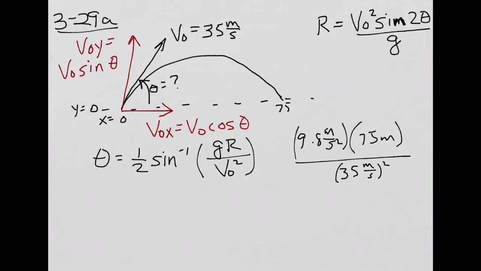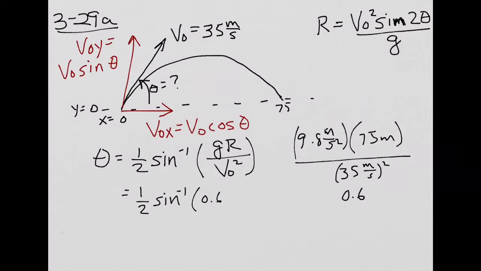Okay. When you calculate this all out, you get 0.6, and it turns out to be unitless. If you look at this, on top we have meters squared over seconds squared. On the bottom we have meters squared per second squared. So all of the units cancel. This leaves us with 1/2 inverse sine of 0.6, and that equals 18.4 degrees.